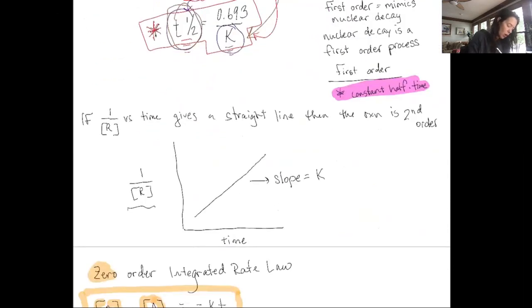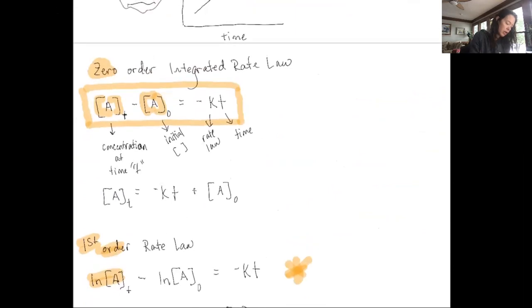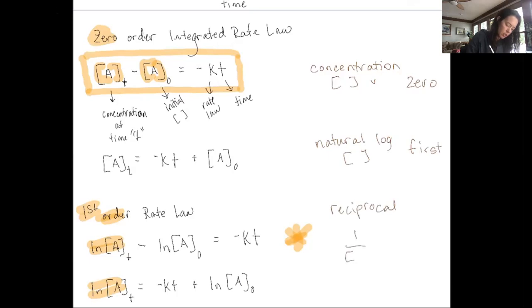And then lastly, the reciprocal is our second order, and it would give you a positive slope. So we have a slope that equals k. k has to be positive. Then we've got our integrated rate laws. Once again, just the concentration is the 0 order. The natural log of the concentration is first order. The reciprocal of the concentration is second order. Okay? You need to know that.